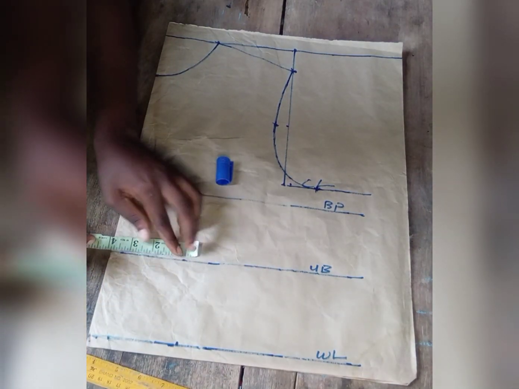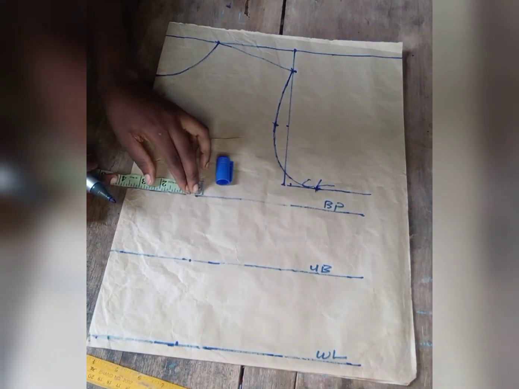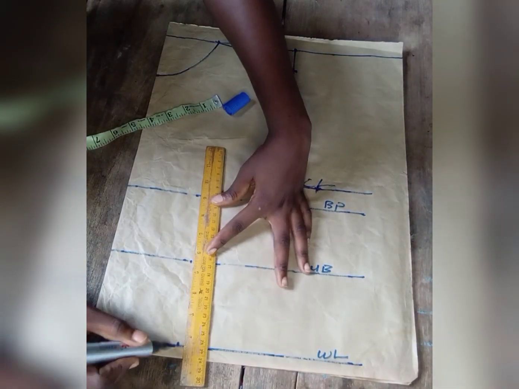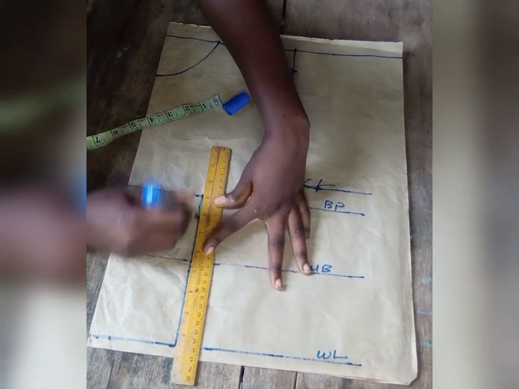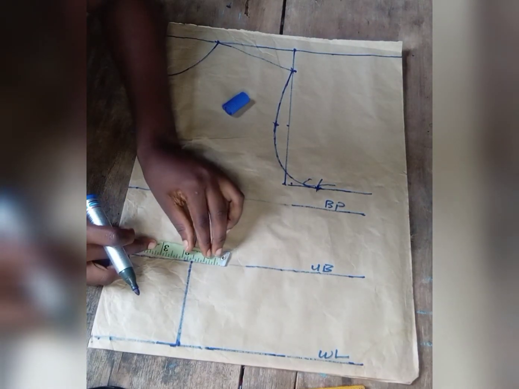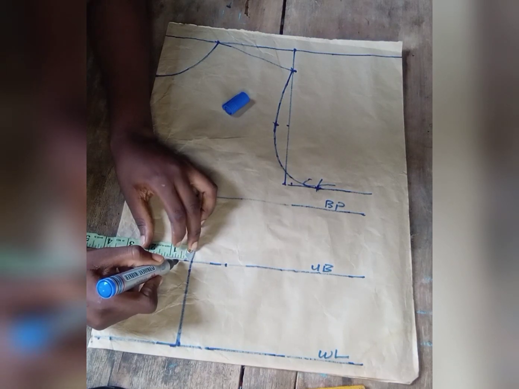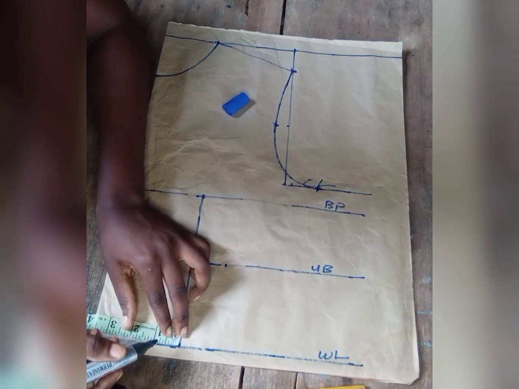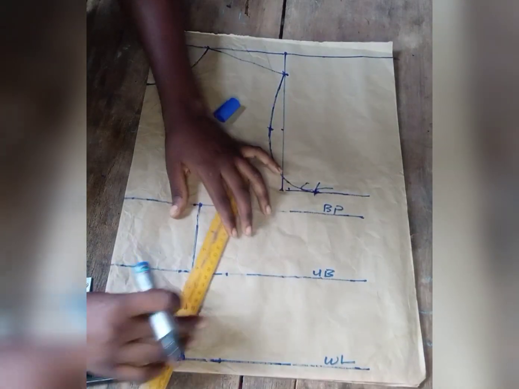Divided by 2 is 3.5 inches. So I went ahead to make my points on my waistline, under bust, and bust point. After doing that, I went ahead to connect with my straight ruler. Then after connecting with your straight ruler, on this side, you're going to go out by 1.5 inches. That is 1.5 inch. Then go in by half inch on this other side. I'm doing the same thing on the waistline. After that, you are going to connect.